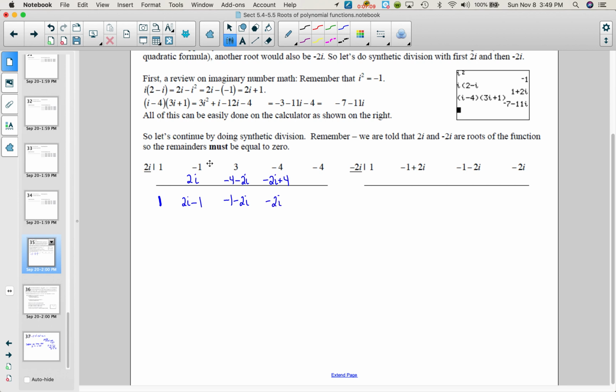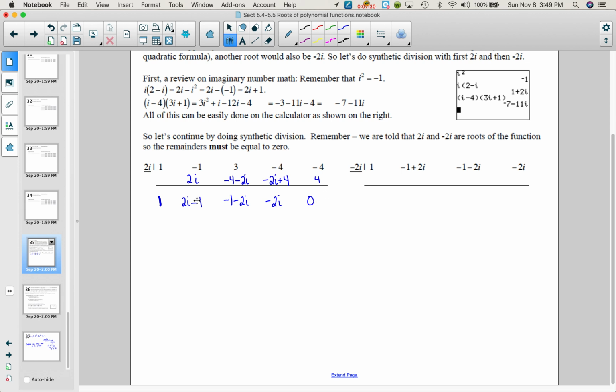And I multiply 2i times negative 2i is negative 4i squared. But remember, i squared is negative 1. So negative 4i squared is the same as a positive 4. And then I get a 0. Well, that's kind of how I know I did it right, because I got a 0. If 2i is a factor, then my remainder has to be 0.